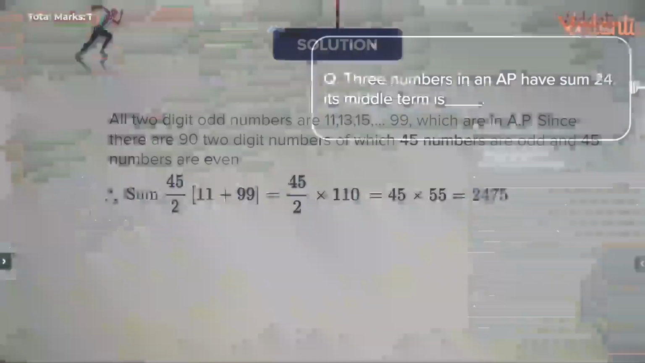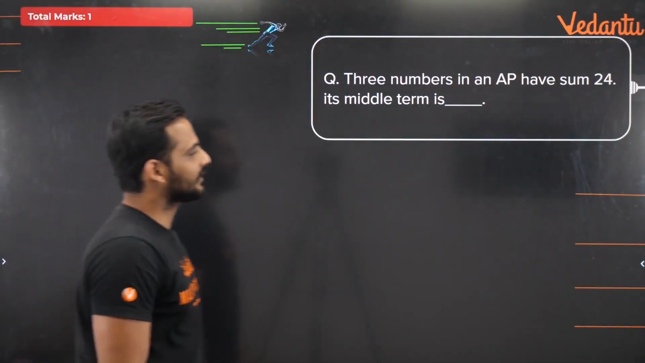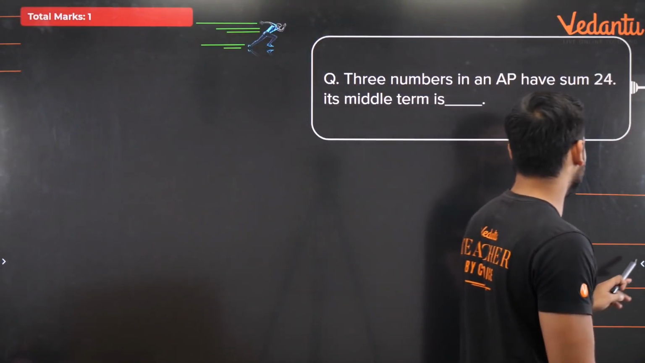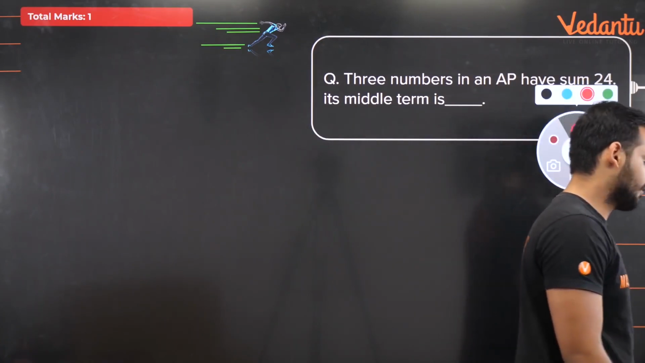Let's move to the next part. Three numbers in an AP have a sum of 24. What is the middle term?